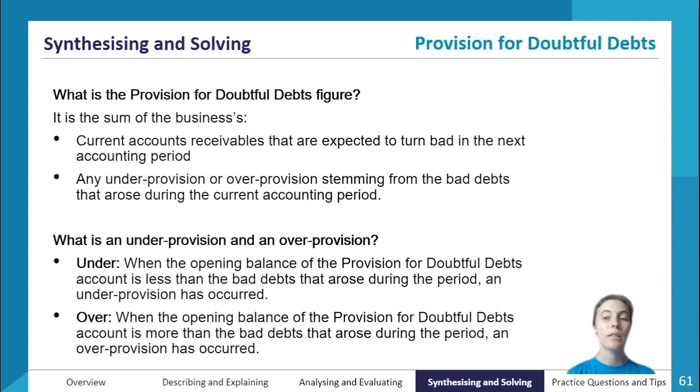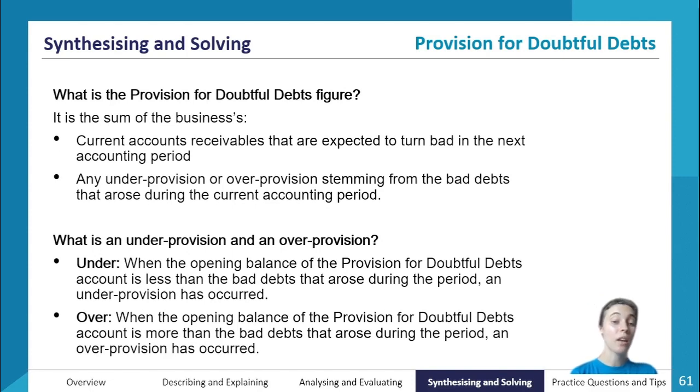So what is the provision for doubtful debts figure? It's the sum of the business's current accounts receivables that are expected to turn bad in the next accounting period, and any under provision or over provision stemming from the bad debts that arose during that accounting period.